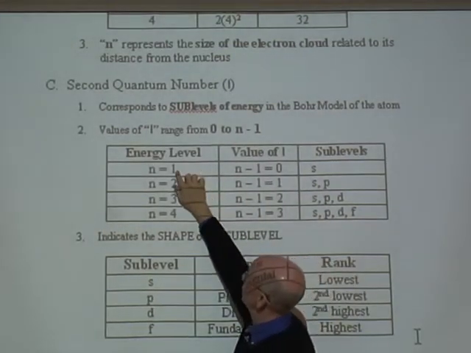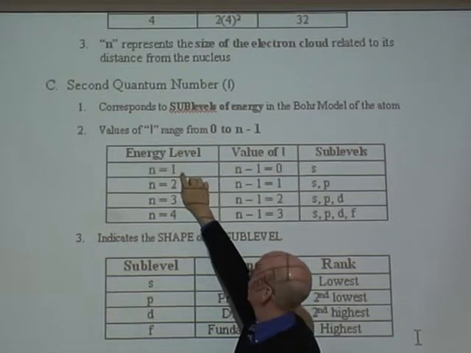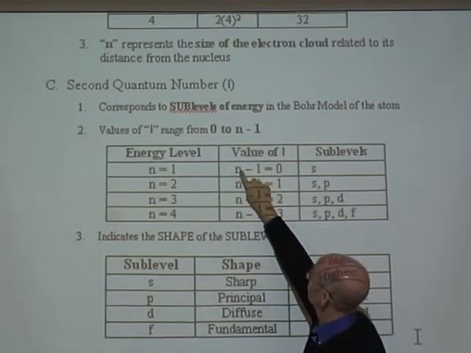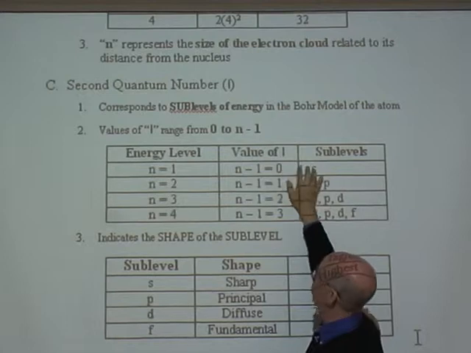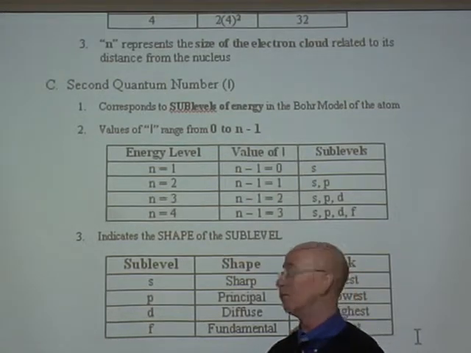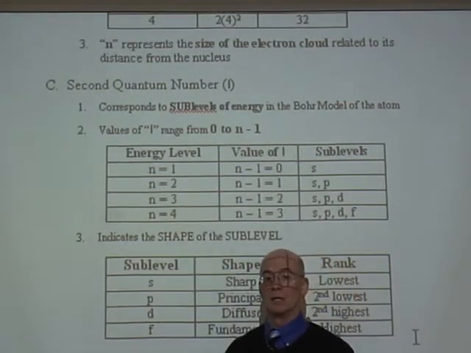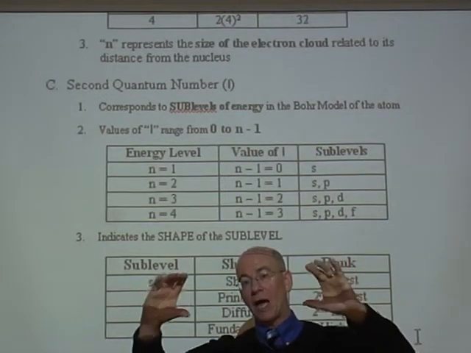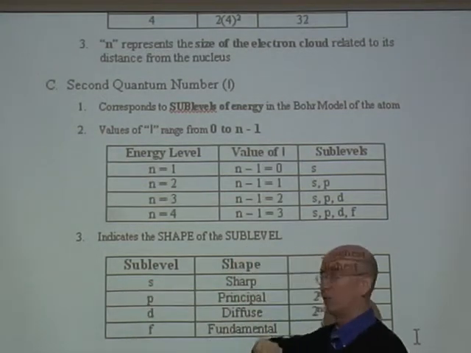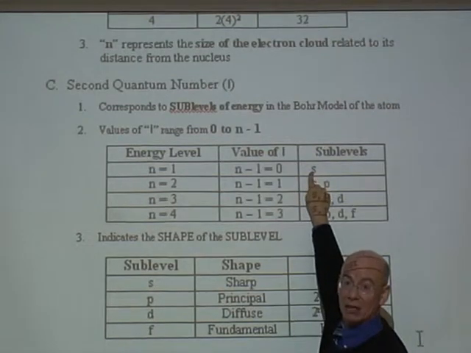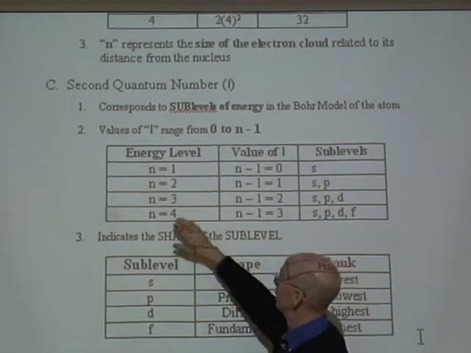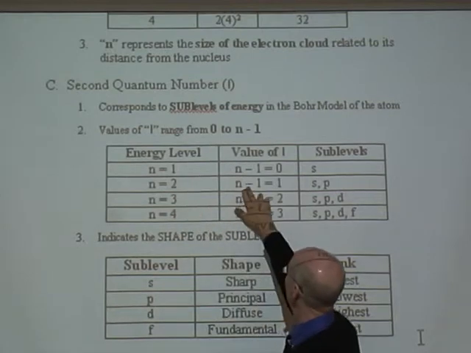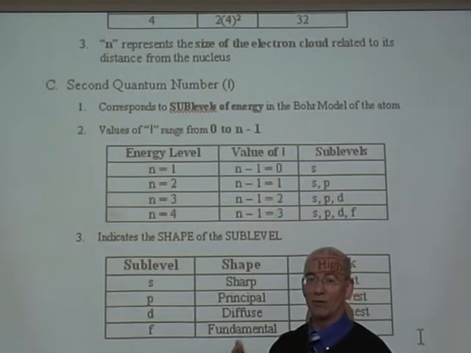But what you can see is, here's the energy level. And what this basically means is if you use n minus 1, you get a 0. Meaning there's only one sublevel for energy level 1. Energy level 1 is row 1, hydrogen and helium. So that row can only have one sublevel. And that sublevel is called S. We'll see what that means in a minute. Energy level 2, if you put in the equation, has a 1 there. The value of L is 1.